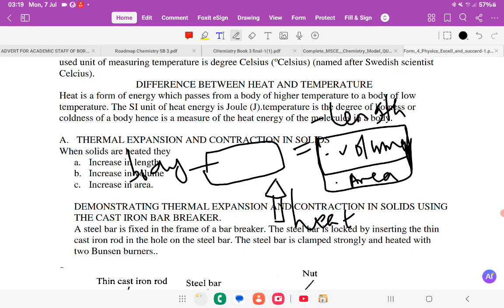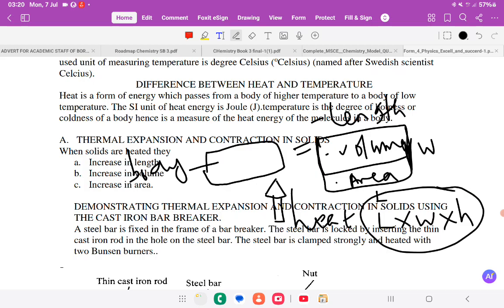So a body can increase in length, it can increase in volume, it can also increase in area. Remember, area is the length multiplied by width, okay? And the volume is length multiplied by width multiplied by height. So these dimensions can change due to heating. So they will ask you in an exam to state two things that change in a body when it is heated. So you mention increase in length, increase in volume, and increase in area.